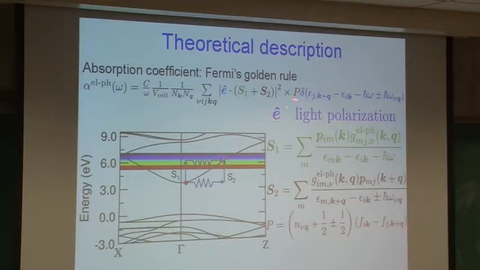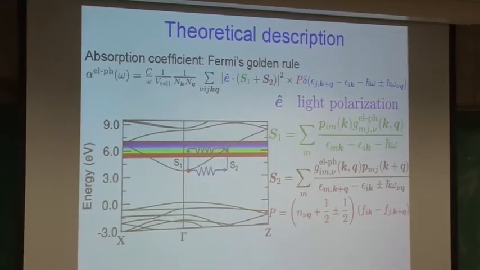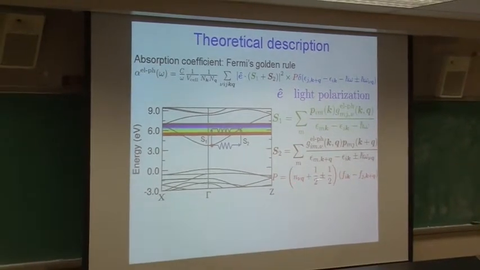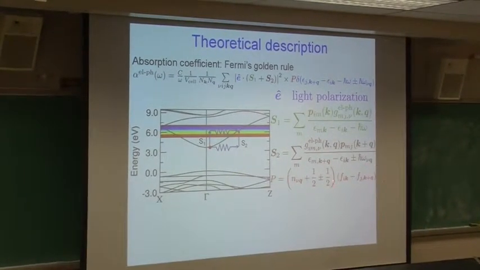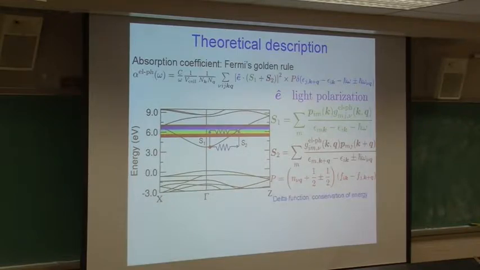So the next term we see is this P factor, and this is just taking account of all the different occupations. So we have the phonon occupation factor and the electron occupation factor. And the latter just takes care that you start from an occupied state to an unoccupied state, because if you don't do that, you can't have any absorption process. And finally, we have this delta function, which you can think of as the density of states, which ensures that we conserve energy in the whole process.